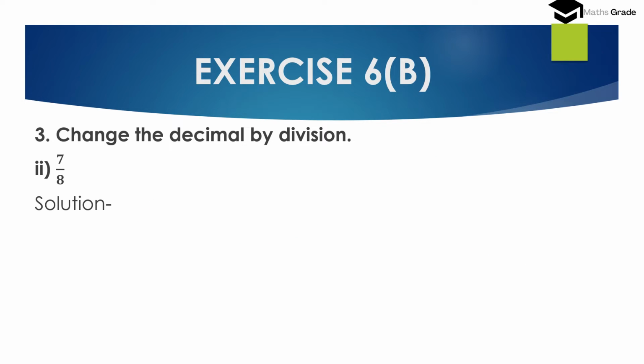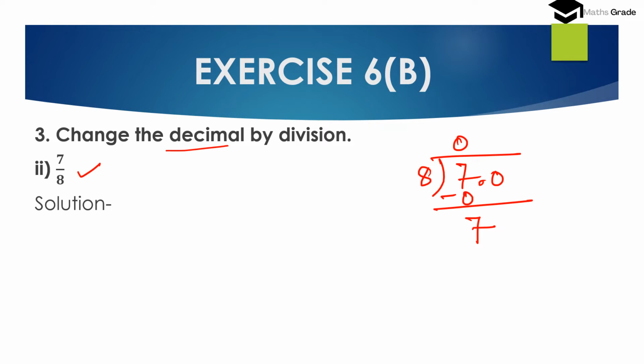Now second bit, 7 divided by 8. We have to convert this fraction 7 divided by 8 to decimal by division method. We can write 7 as 7.0. We cannot divide 7 by 8, so 8 multiplied with 0 is 0. Now 7 minus 0 is 7. And take this 0 here. Now the decimal point, so put the decimal point here.